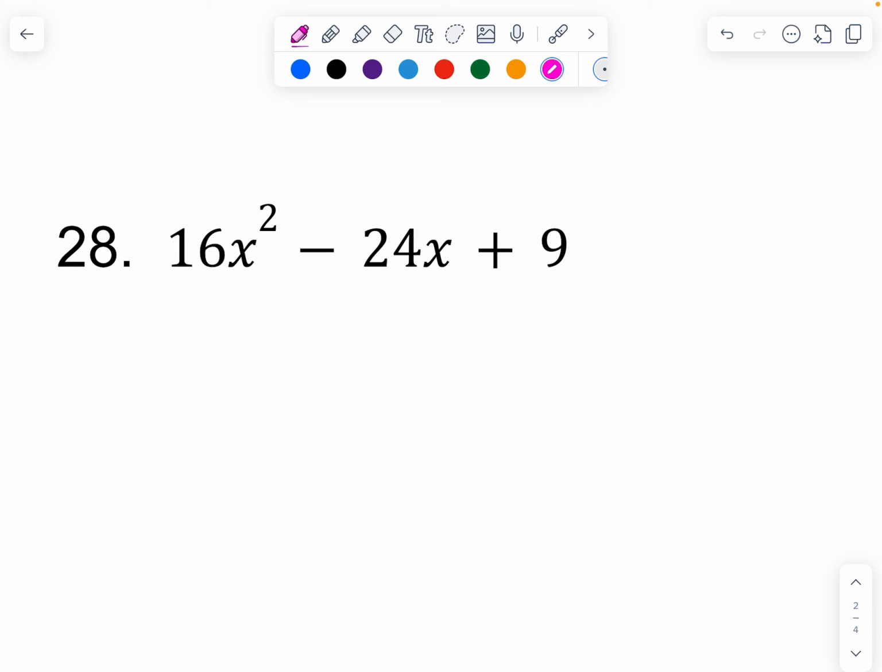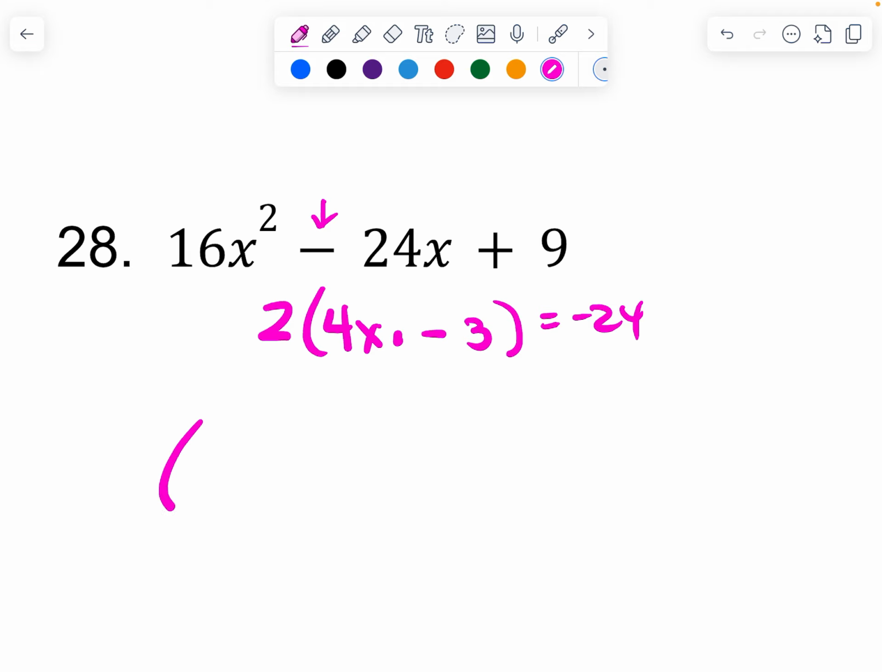Okay, the first one's a perfect square, the last one's a perfect square, the middle. So if I took the square root of that, I would get 4x, and because this is a minus sign, this would be negative, so that would get me negative 24. So that would get me 4x minus 3 all squared.